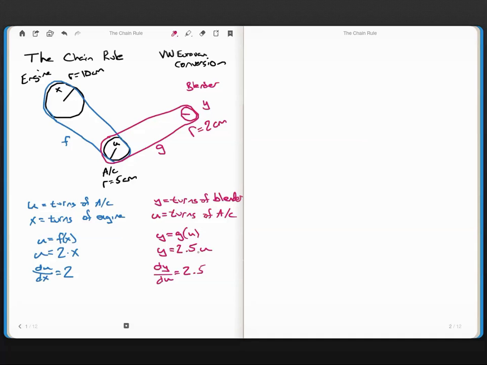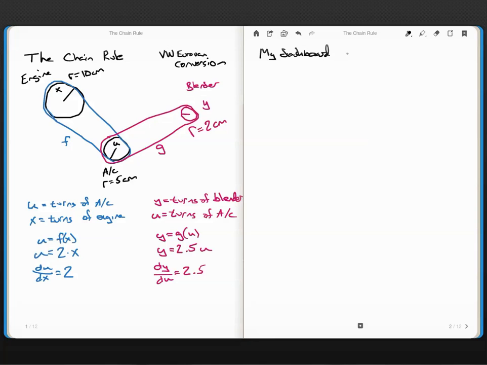But there's one little problem, and that problem is my dashboard doesn't tell me how fast the blender, because that's an aftermarket thing, or the AC are spinning. If I want to know how fast my blender is going, how do I figure this out?